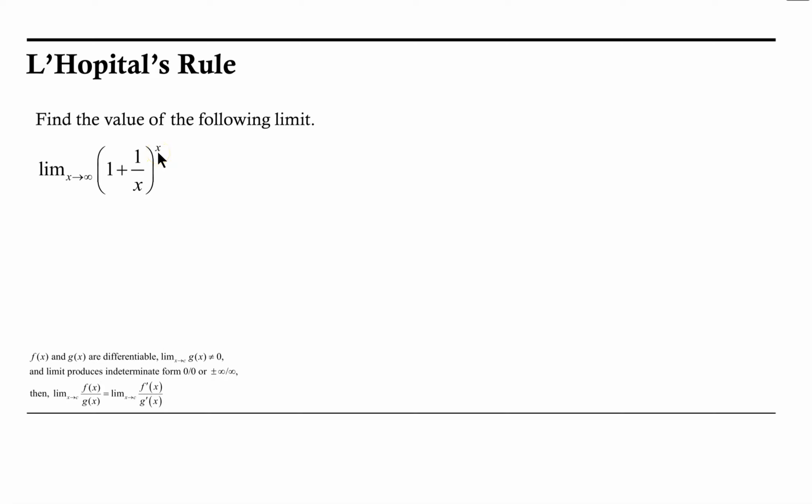Now, that 1 is being raised to the infinity power. So what we have here is an indeterminate form, and our indeterminate form is 1 to the infinity power. So what we need to do is have a strategy that will allow us to deal with this indeterminate form that involves an exponential representation. We need to be able to rewrite that in a form where we can end up with either a quotient that approaches 0 over 0 or a quotient that approaches infinity over infinity.